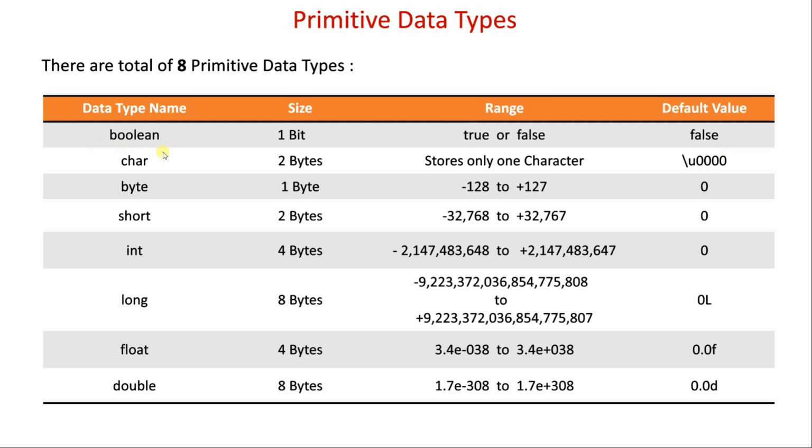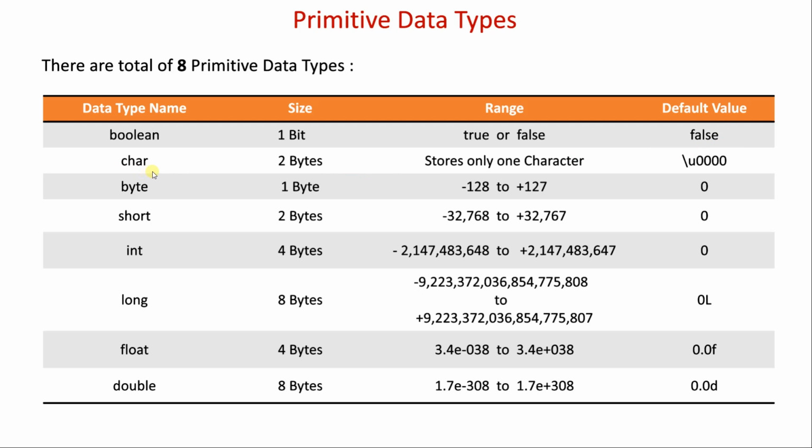Okay, coming to this boolean data type, these boolean data types are used in expressions. When we execute an expression, it returns either true or false, whether the expression is correct or incorrect. And this boolean type is used to store that type of values, and this takes only one bit. It stores only true or false, which are keywords, and by default it has a false value.